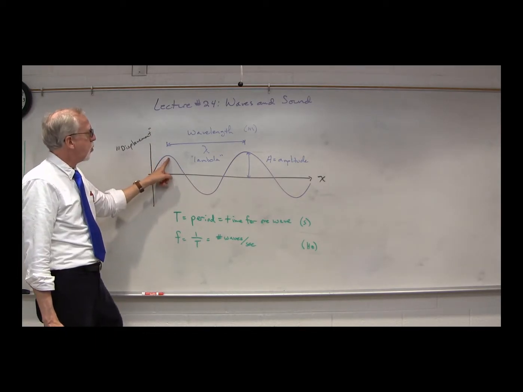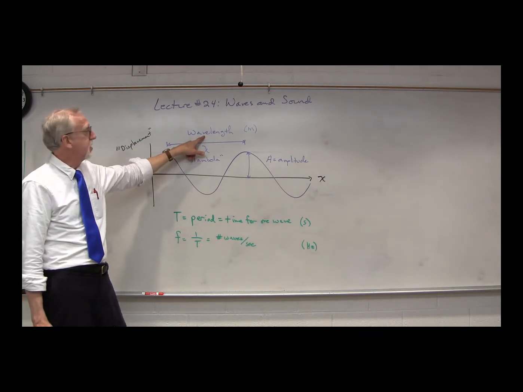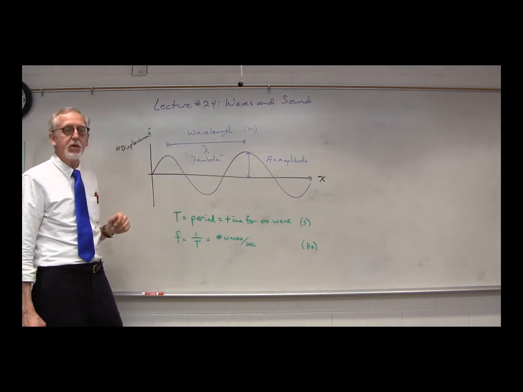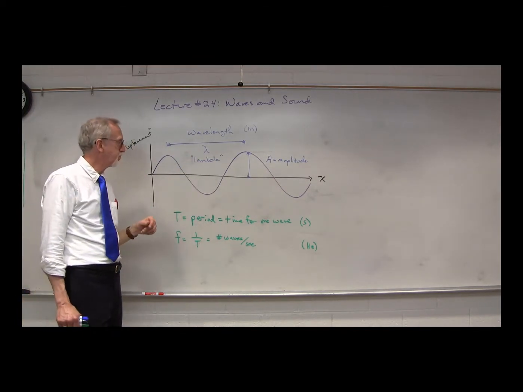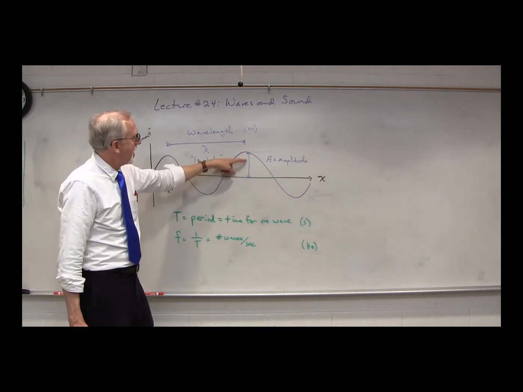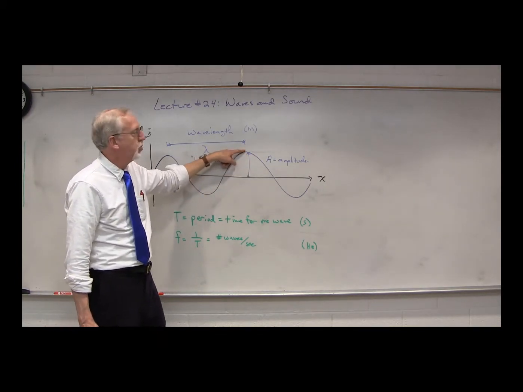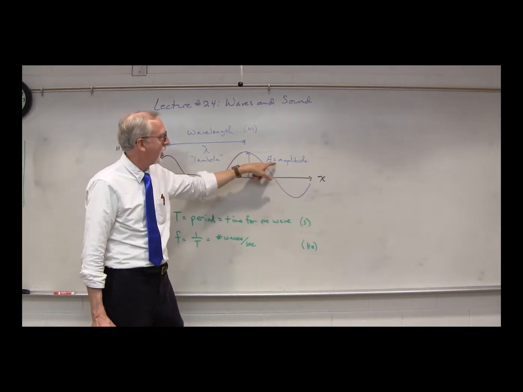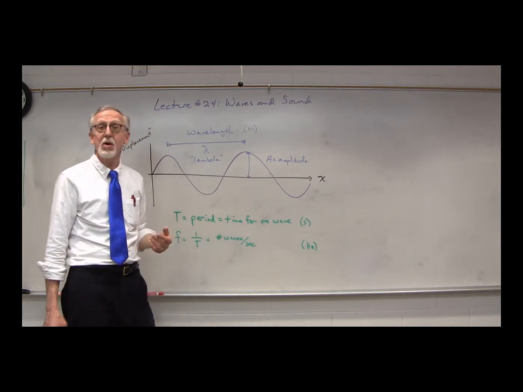The distance from one peak to the next peak, that's what we'll call the wavelength. The units of wavelength are always in meters. It's a physical distance. The symbol that we'll use for wavelength is a lowercase Greek letter lambda. The amplitude is the distance from the equilibrium value to the peak of one of these oscillations. That's what we'll call the amplitude. Now the units of the amplitude will depend on whatever kind of wave it is.